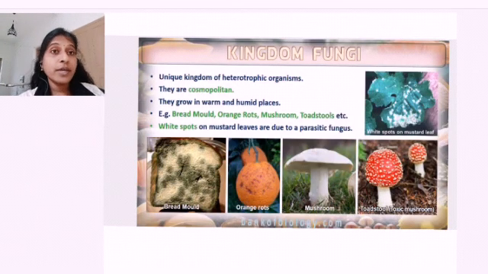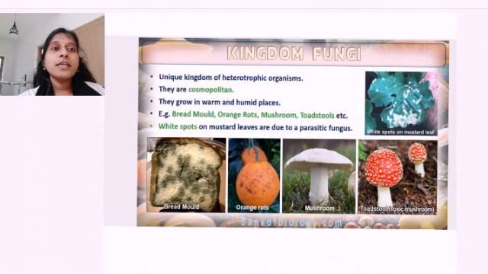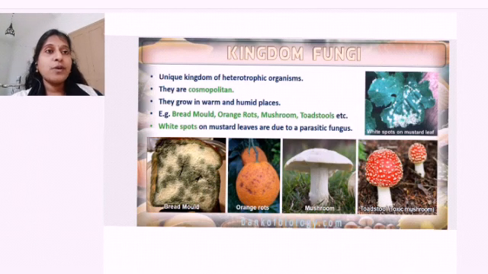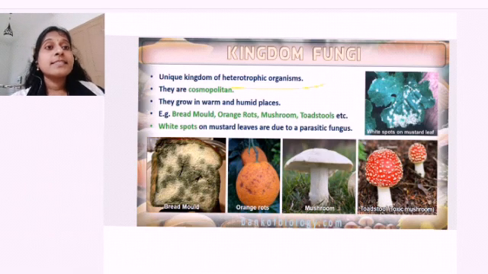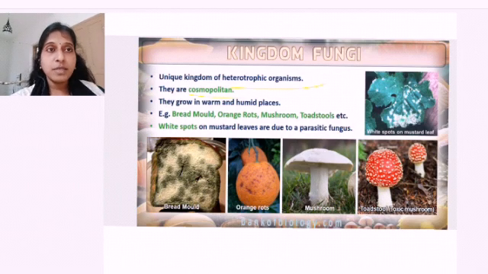The first is the characteristics. It is a unique kingdom of heterotrophic organisms. Heterotrophic means they cannot make their own food; they depend on others for their food. I am saying it again and again so that you hear it many times and it gets into your head. Next, they are cosmopolitan in nature. You can find them in most places.